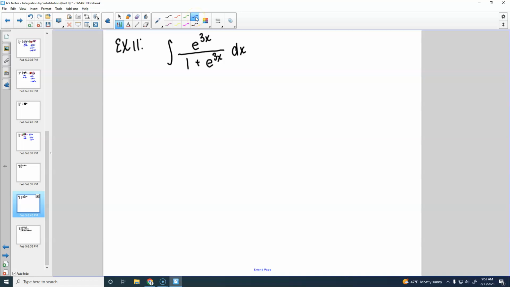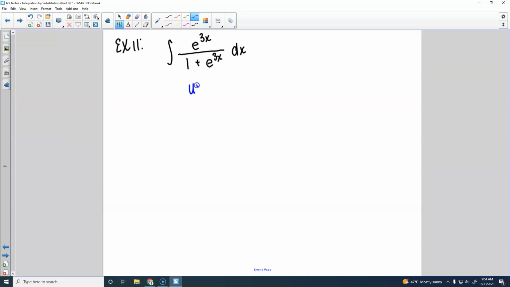Okay, so what should we use for our u here? I want to say 3x, but that doesn't change a lot about this. I'd still end up with an e to the u and then a 1 plus e to the u on the bottom. It'd still be a complicated expression, right? So I could use just the e to the 3x, and that would help some. But then I still have this 1 plus over here. The 1 doesn't give us an issue, though, right?